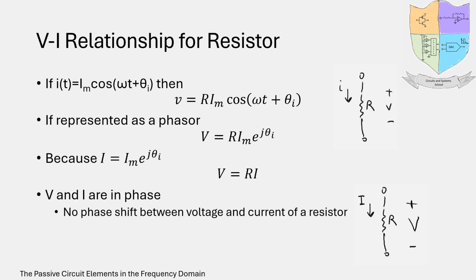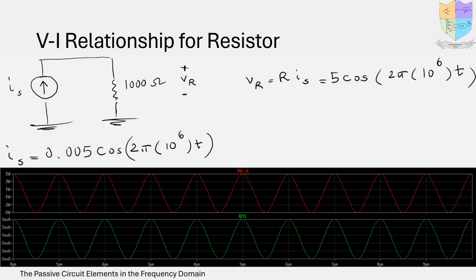We can see that V and I are in phase. This means that they both reach their maximum and minimum values at the same time. You can see a numerical example along with waveforms obtained through simulation. The red plot represents voltage, whereas the green plot represents current.